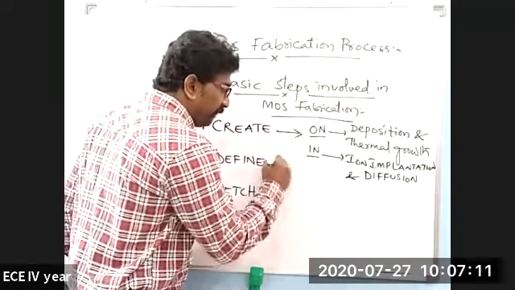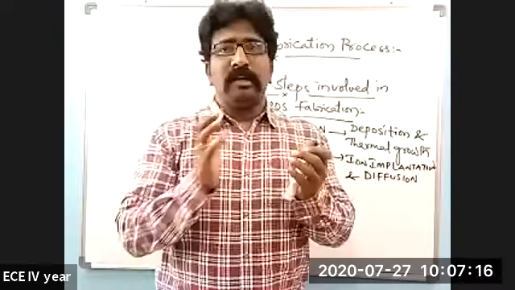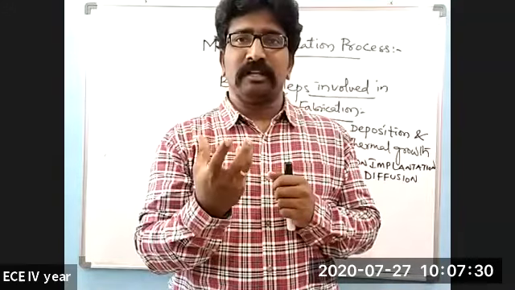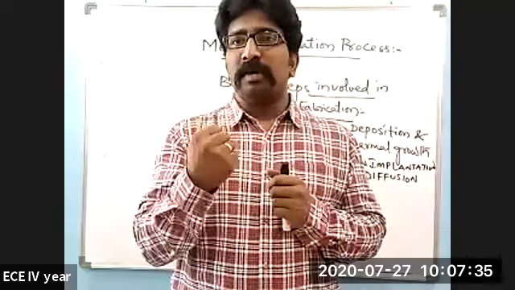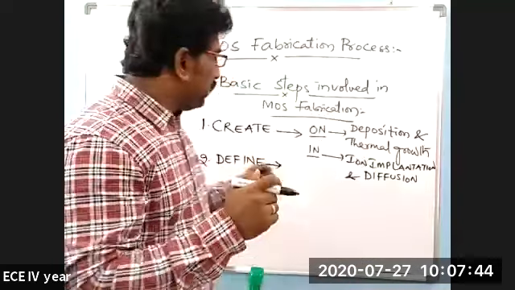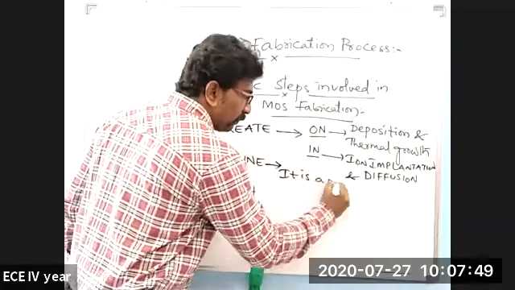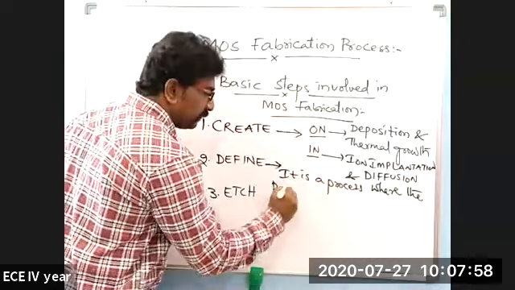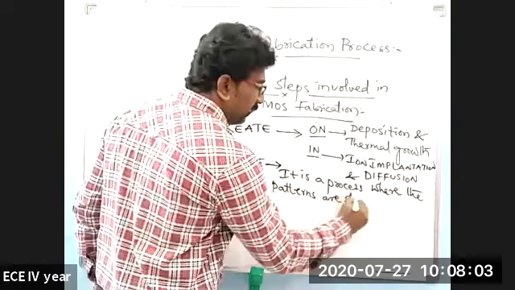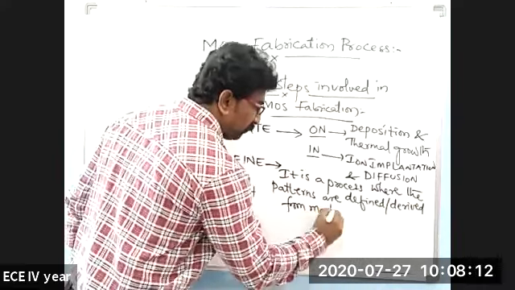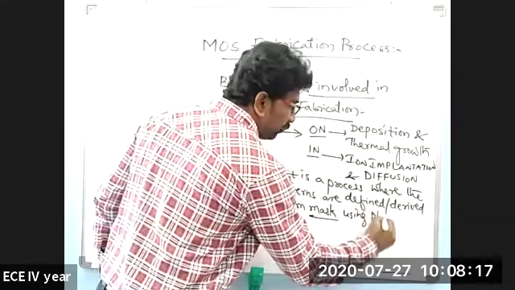Next, define. In the define step, we'll be defining the patterns from the mask, or else deriving the patterns. Patterns are the geometric shapes, or electronic data, which has to be taken from the mask and put upon the surface of the layer or into the wafer by using a process called photolithography. So define is a process where the patterns are defined or derived from the mask using photolithography.